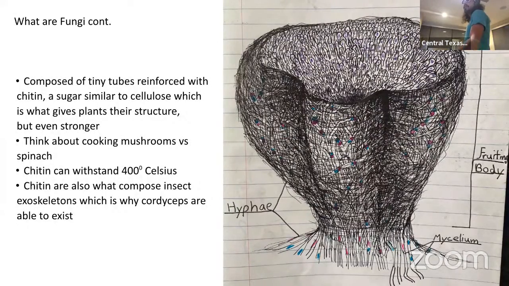And also chitin is what composes insect exoskeletons. And that's why fungi are able to so easily eat that, because that's already what their cells are made out of.